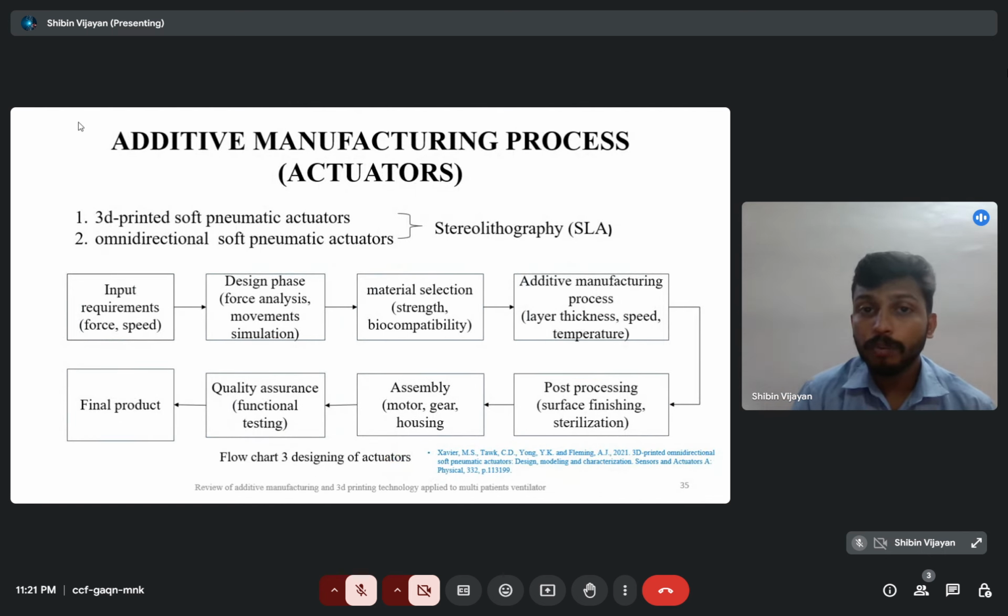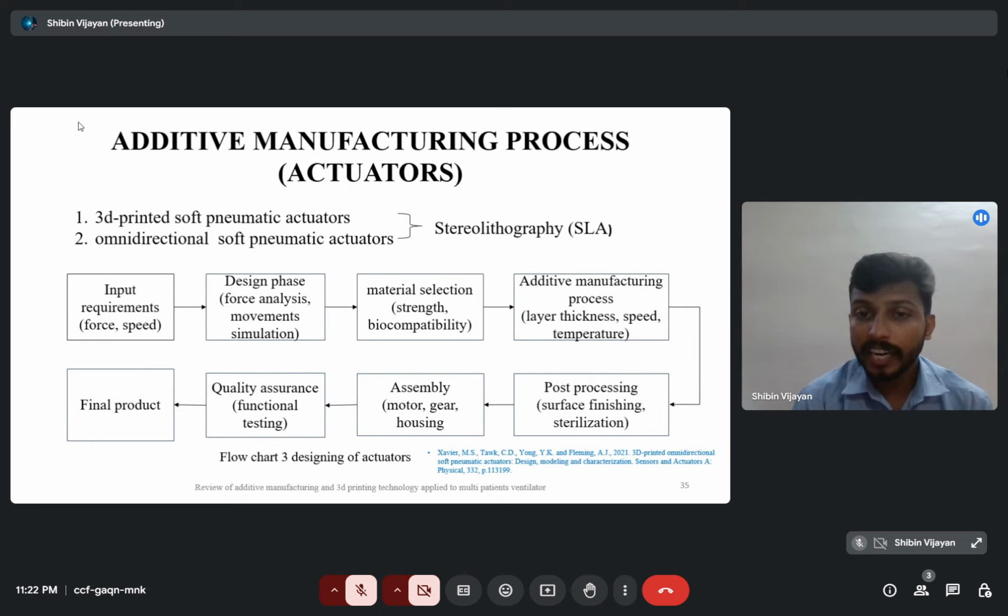The additive manufacturing process of actuators in ventilators. The two actuators are 3D printed soft pneumatic actuators and omnidirectional soft pneumatic actuators. The method is stereolithography technique. The input requirements are the force and speed required, and the powder, solid, and liquid materials.